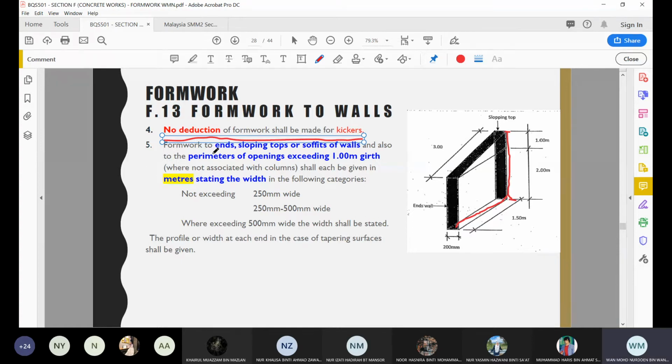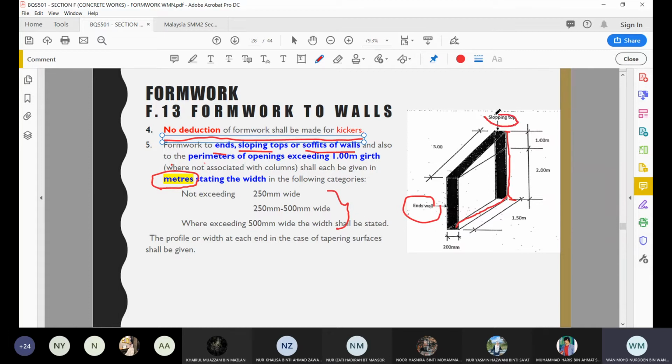Okay, formwork to ends, sloping tops, or soffit of walls, and also the perimeter of openings exceeding 1 meter girth, where not associated with the column, shall each be given in meters. Unit dia dalam meter, stating the width of the following categories. Macam biasalah kategoris ni. Okay, kat kawasan mana? Dia cakap kat sini, formwork to ends. Kawasan tepi kan? Ends.